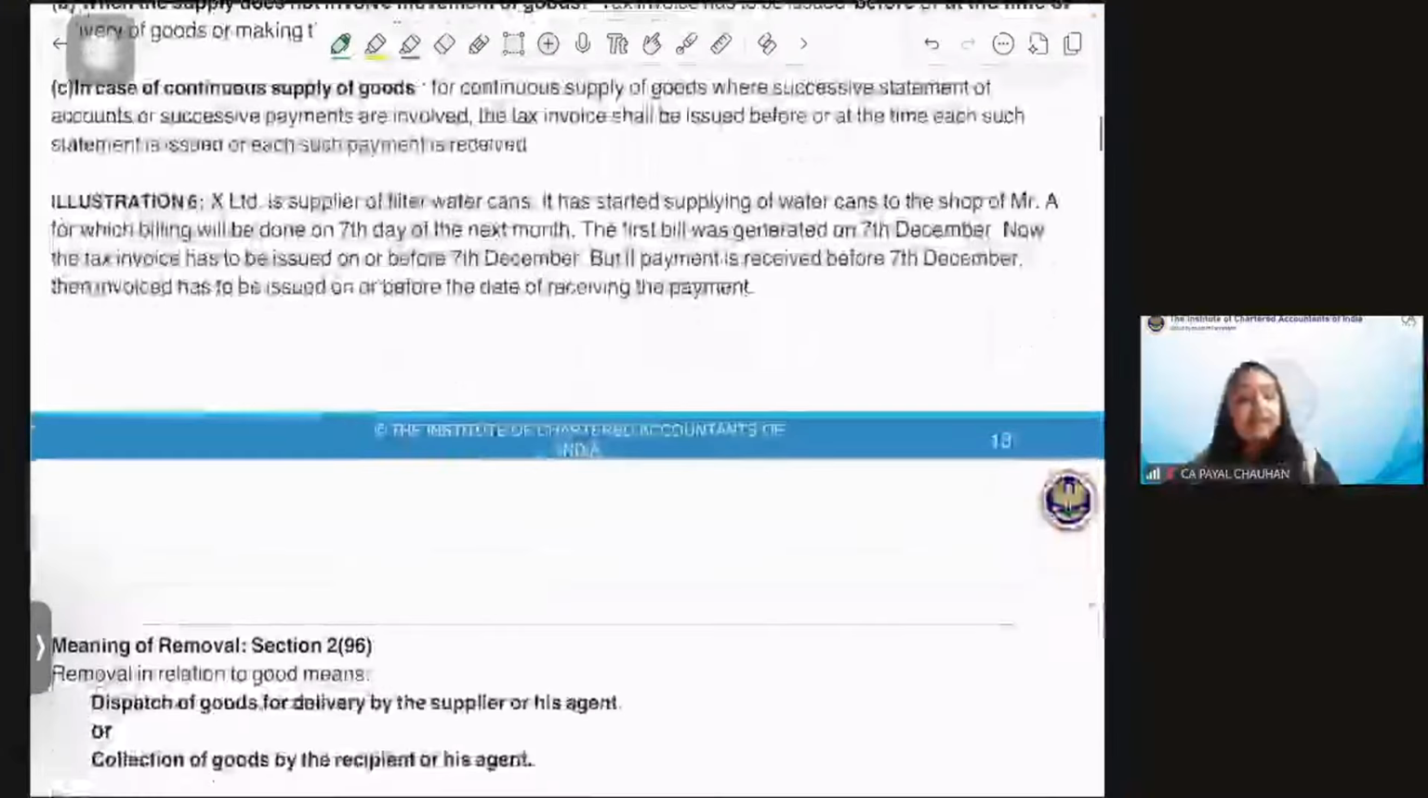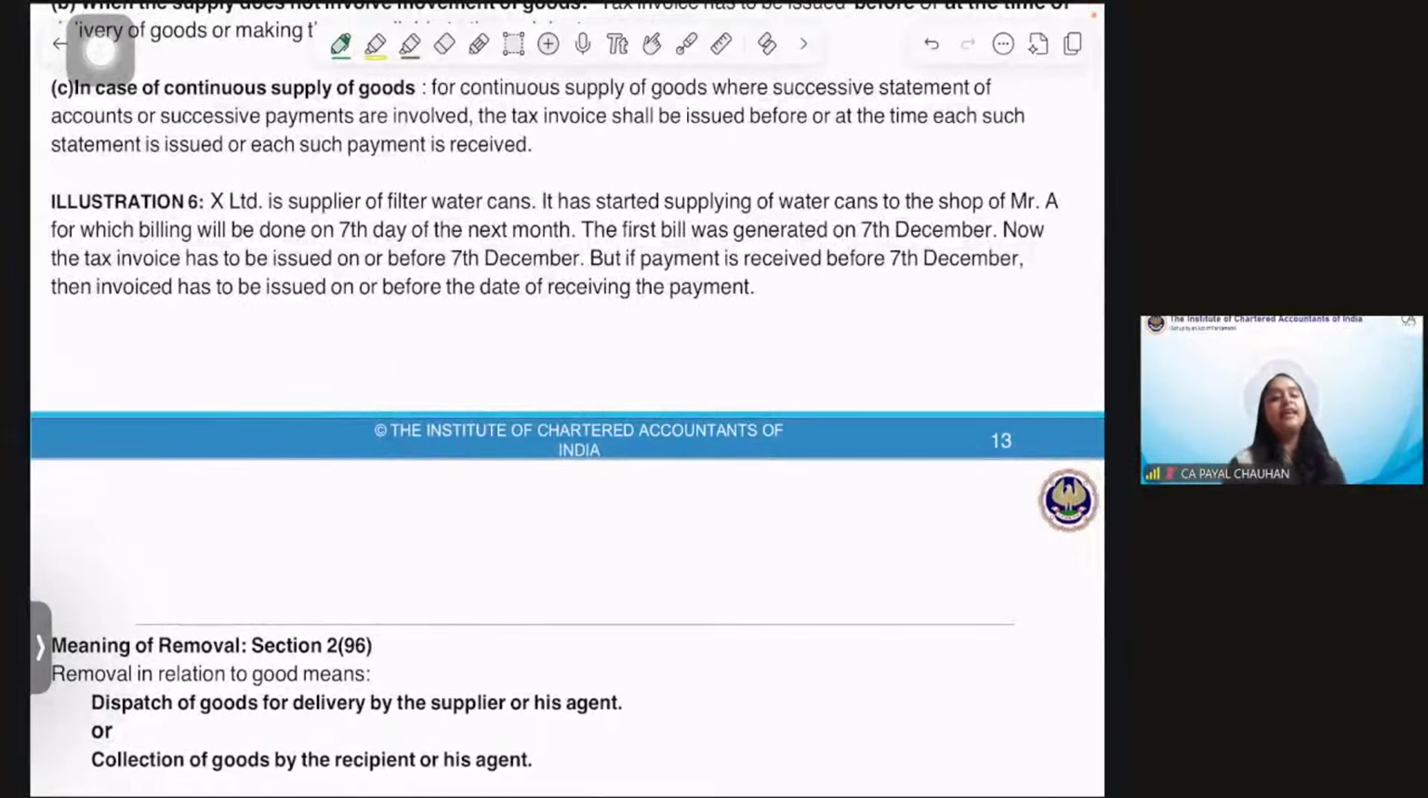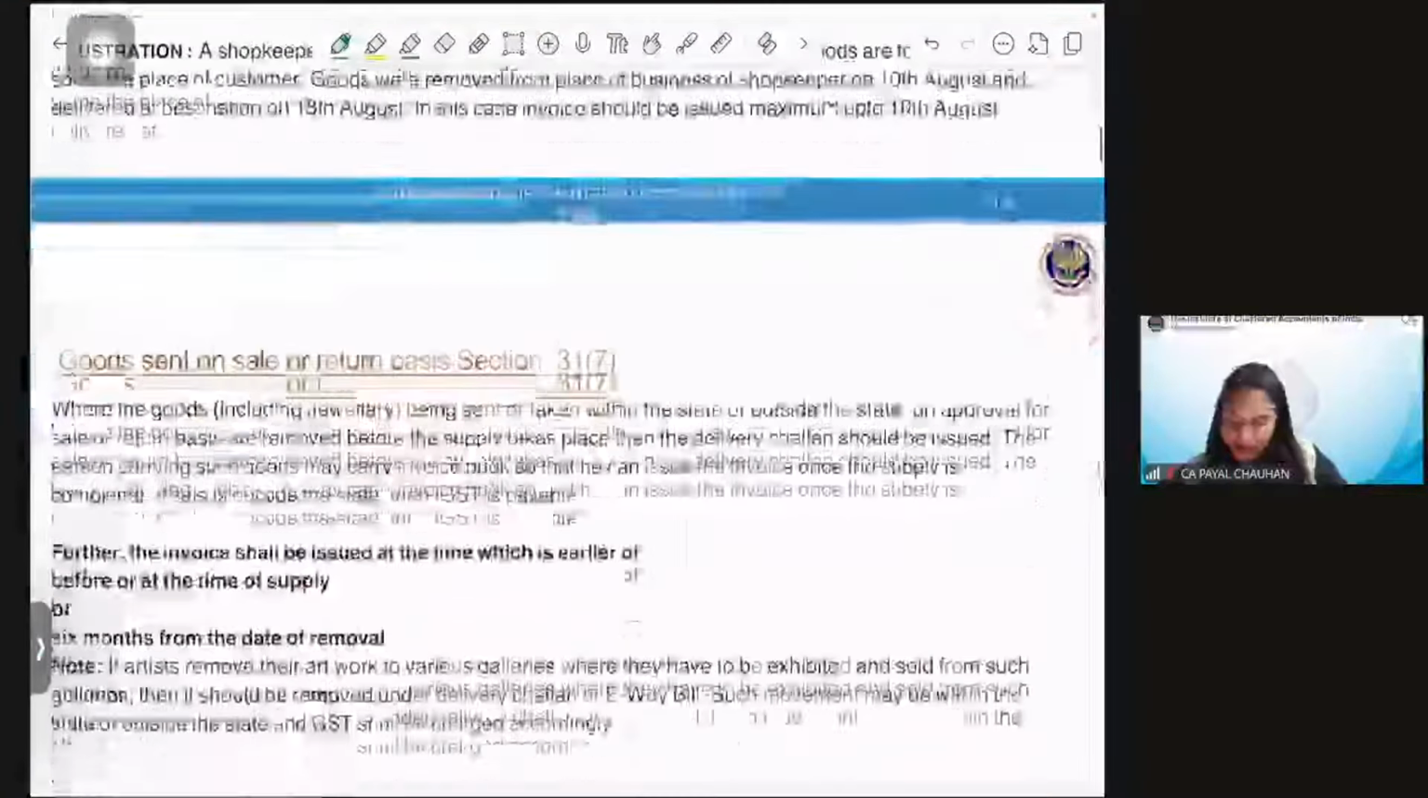Next, you people need to answer. In case of continuous supply of goods, the invoice to be issued. Yes, Adil, half answer. Statement of accounts or periodical payment, whichever is earlier. Right, statement of accounts or payment? Payment? Perfect. Okay, next question.